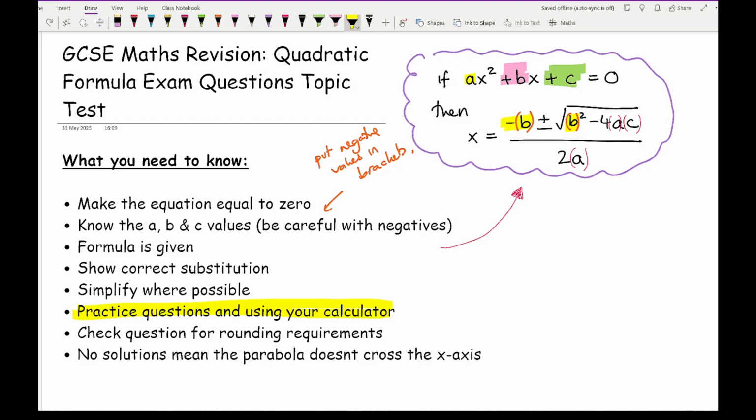Also, if there's no solution, don't think you've gone wrong. That is a possible answer. Basically, no solutions means the parabola does not cross the x-axis. So sometimes a question might ask you, are there any solutions to this particular equation when it's equal to 0? If your calculator gives you a math error or gives you no solutions, then that basically means that the parabola does not cross the x-axis, so therefore there aren't any solutions.